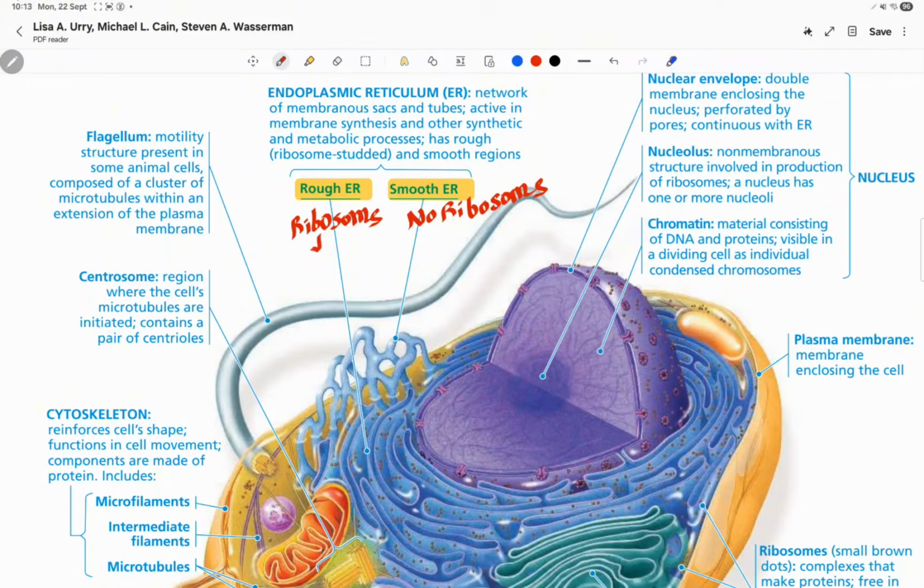The rough one is used to make proteins. The smooth one is used to make other things like steroid hormones.